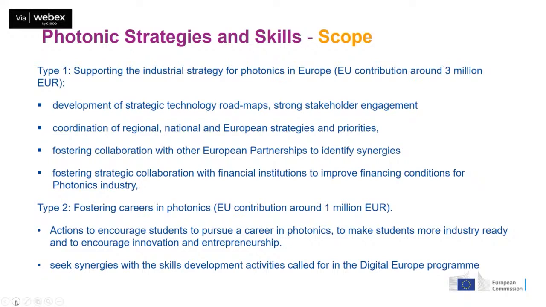The second type of CSA, and we actually ask for a certain project size: 1 million euro should be for this type, and 3 million euro for the type I just mentioned before. This one is on fostering careers in photonics, and it should foresee and implement actions to encourage students to pursue a career in photonics, to help make students more ready for industry, and also to encourage young researchers to innovate and become an entrepreneur if this fits their ideas.